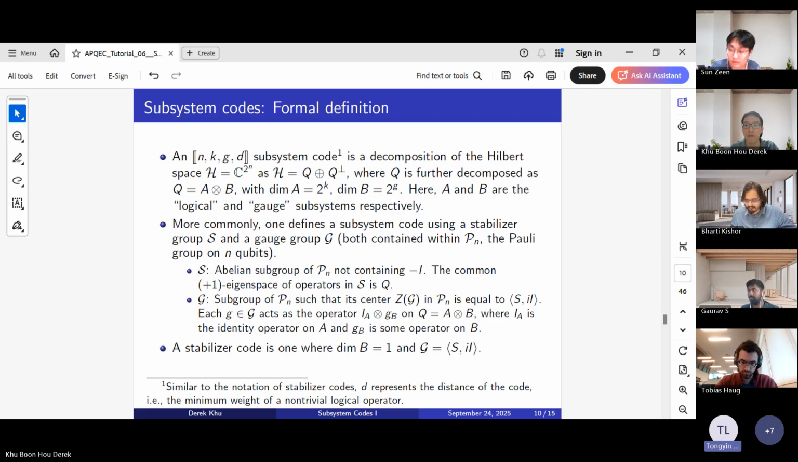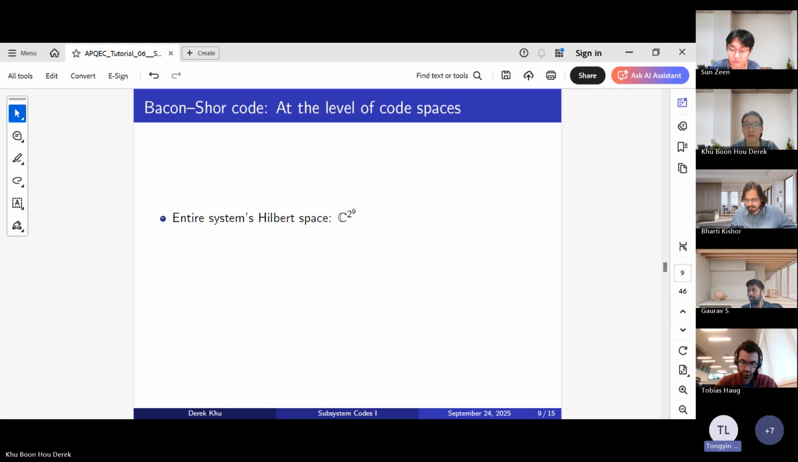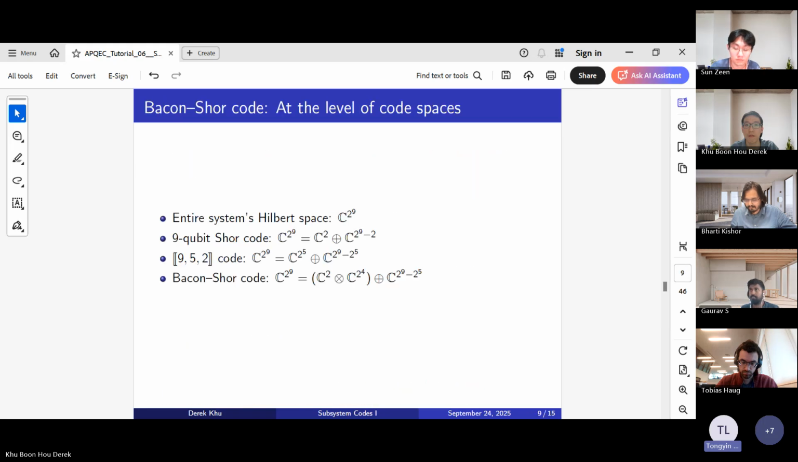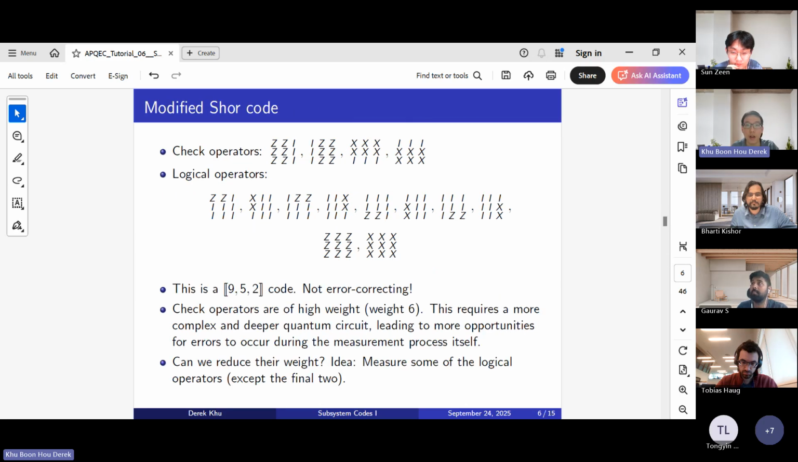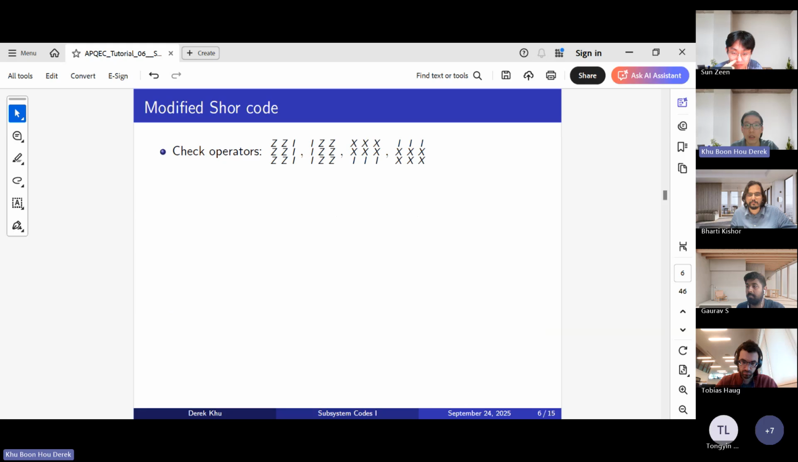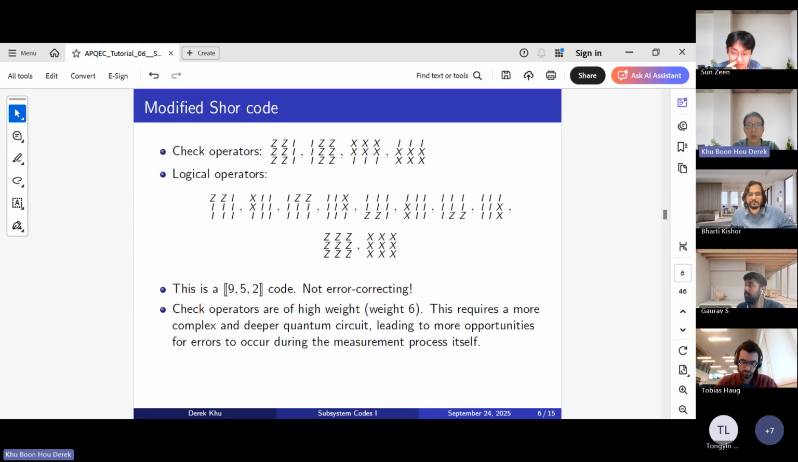For the Shor-Bacon code, how do we determine where the error occurs according to the syndrome measurement outcomes? It's like what we did for the Shor code, basically. Or maybe the modified Shor code.